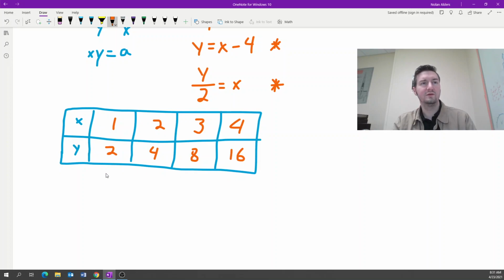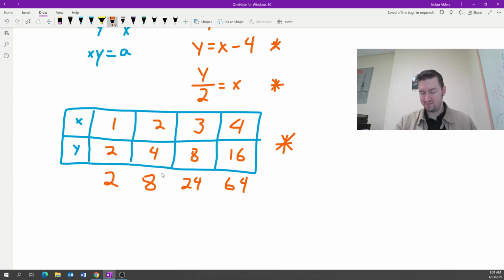1 times 2 is 2. 2 times 4 is 8. You can already see these aren't matching. These aren't the same number. 3 times 8 is 24. 4 times 16 is 64. So you can see immediately these are not the same number. So this is not an inverse variation here. So that's how you check, guys, to see if we're dealing with an inverse variation.